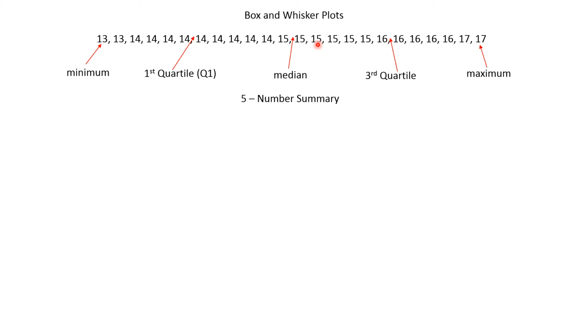And then in the same respect, the third quartile will be the median of this half. And so it's halfway. We have 6. It's right in between the 2 16s. And so that's our 5-number summary. We can make a box and whisker plot from this.